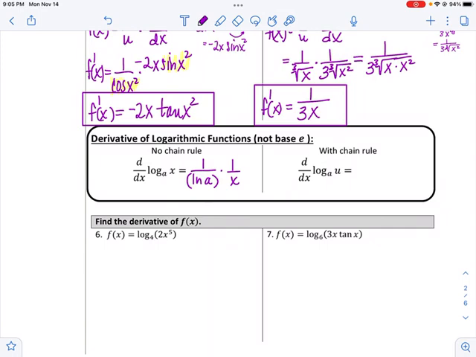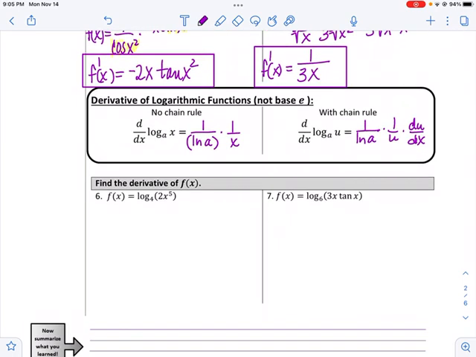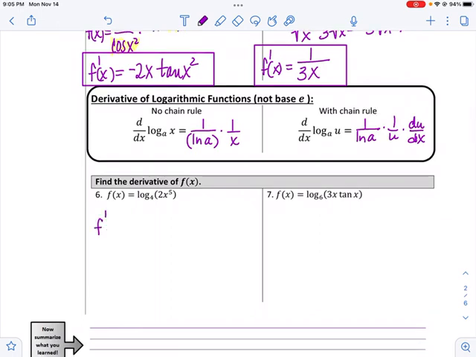In this one, u is the inside, so it's 1 over ln of a times 1 over u times du dx. Okay, so in this one where you have the log base 4 here, you have to understand with the log base 4, then you have f prime of x. If you wanted to, you could say u is equal to 2x to the 5th, and then du dx is equal to 10x to the 4th. So we're going to use that in here.